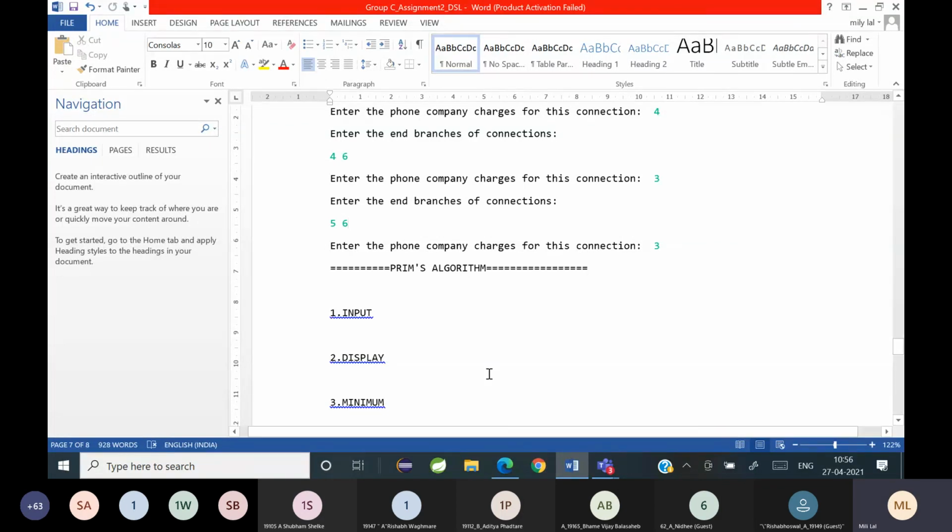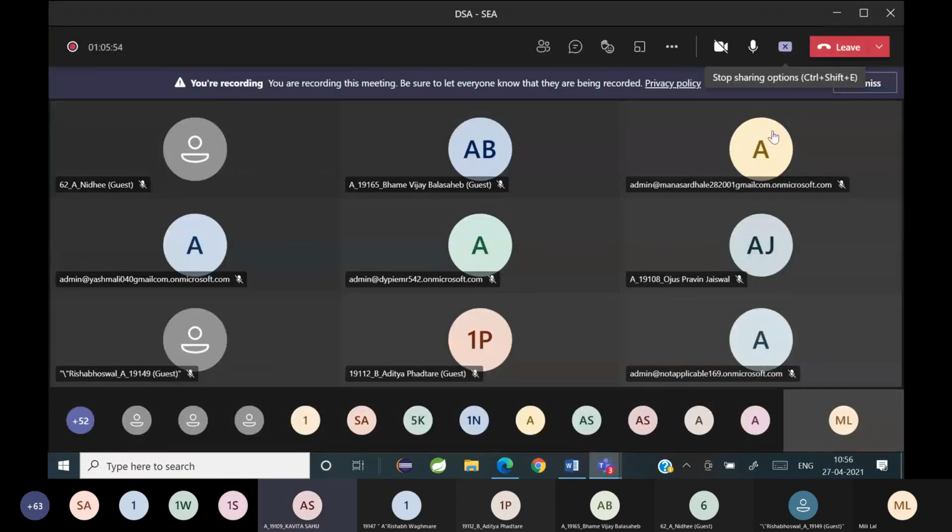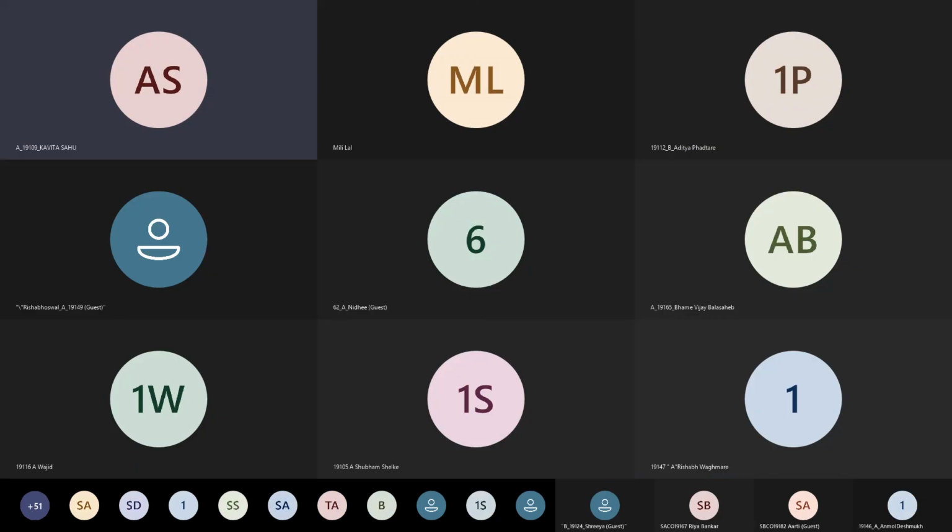Any doubts? We are comparing minimum is greater than a of ij. So it would be taking only the minimum value every time, and adding in the total. Yes, it will only be taking the minimum value.